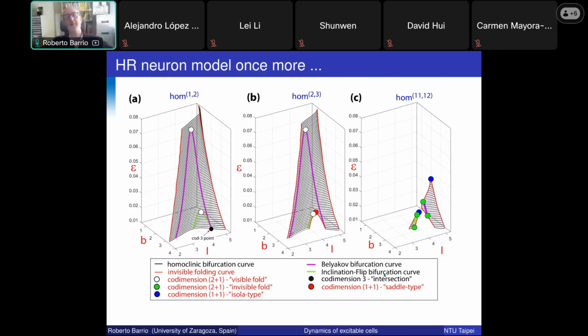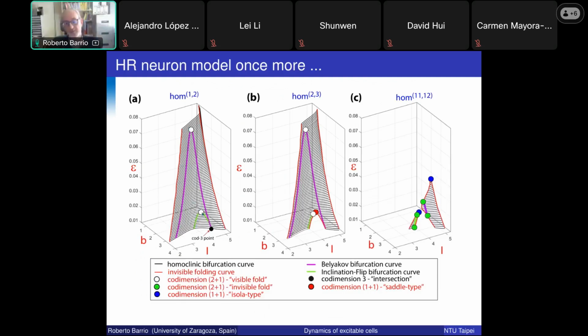But let's come back. So in this case, homoclinic 1 to 2, this is the Belyakov curve, so we have this maxima, or in this case, we have the inclination flip, so we have this kind of point. So, but this explains why we see that it disappears.